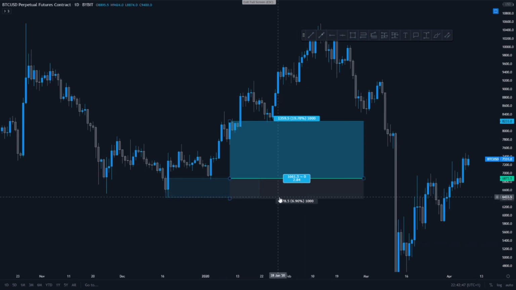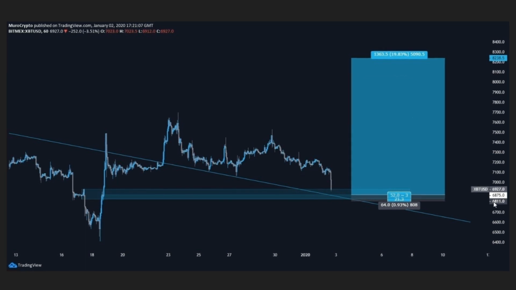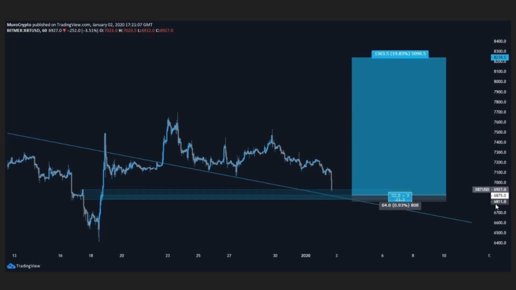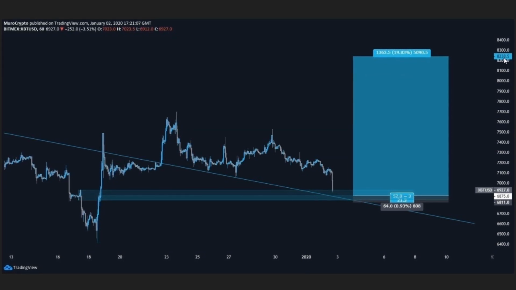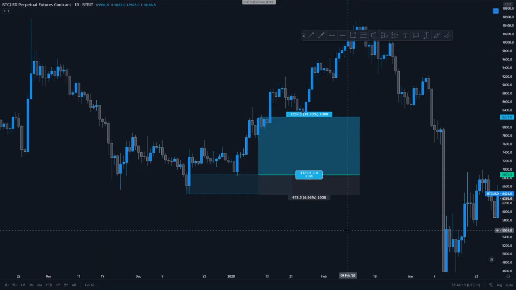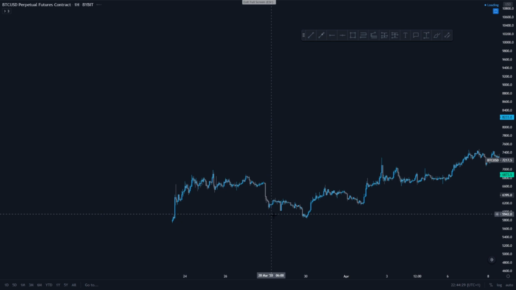So my trade that I posted here, entry was 6,875, stop loss was 6,811, target was 8,238. So how did I do that? It is simple. I went into the smaller time frame, because that's what I always do when I have high time frame supply and demand zones.